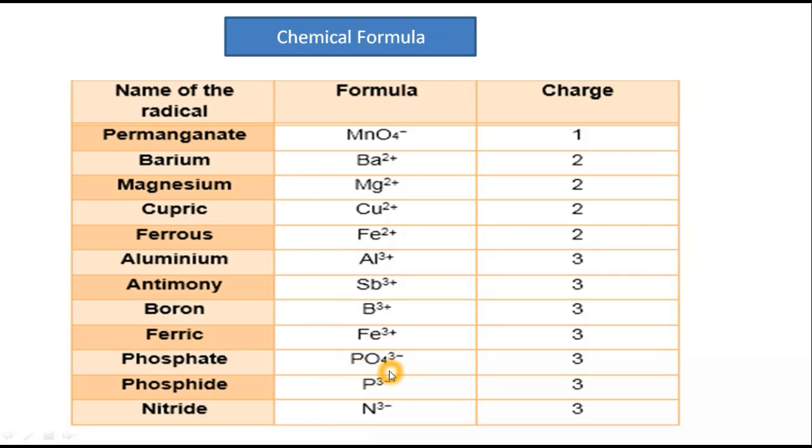Phosphate, this is a polyatomic ion, PO4, 3 negative. That means 3 is its valency, 3 is the charge. Whatever is the charge of an ion, that is also the valency of an ion. So basically here charge is 3, so valency is also 3. Here charge is 3, valency is also 3. Here in nitride, charge is 3, valency is also 3. So basically valency and charge are the same in the case of ions.